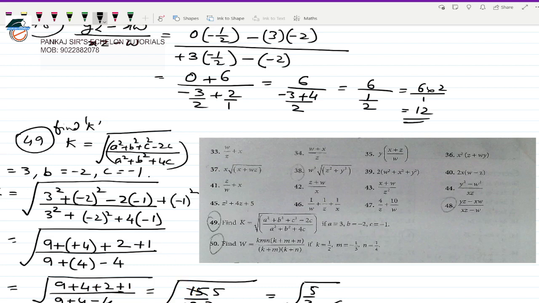Okay. So let me do that again. So it will be 16, right? 9 plus 4, 13, 13 plus 2, 15, plus 1, 16. It will be 16 upon 9. And the square root of 16 upon 9 should be 4 upon 3, isn't it? This 9 now I'm not cancelling out. So keep it as it is, okay? 16 upon 9. Now 16 upon 9 will be nothing but 4 upon 3.